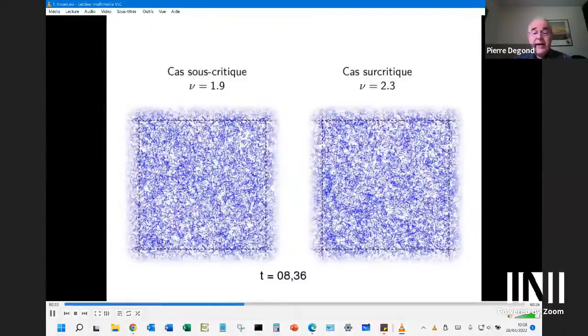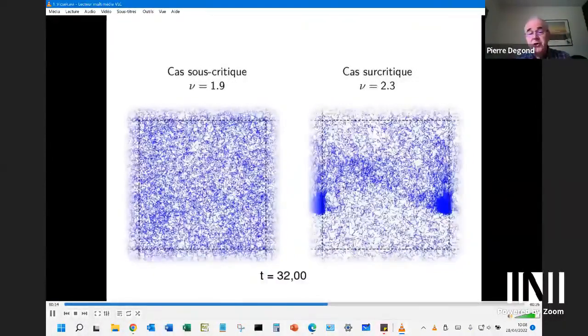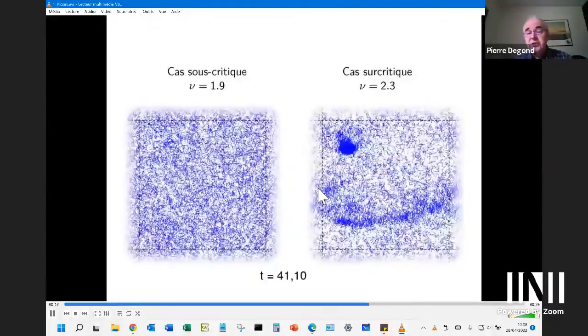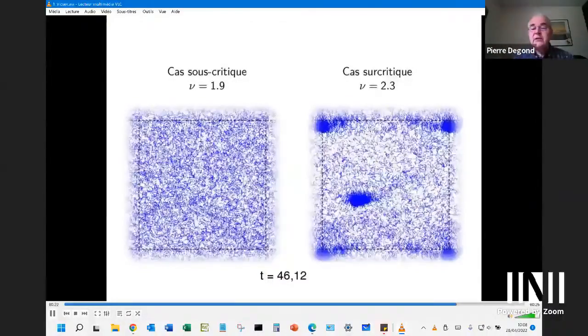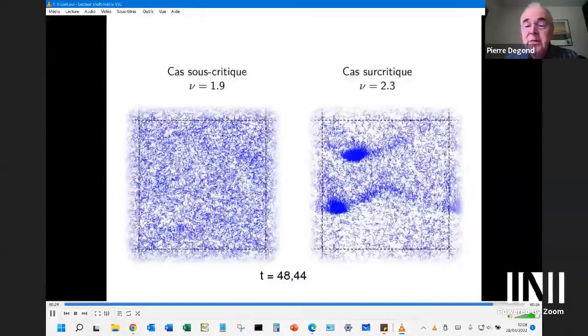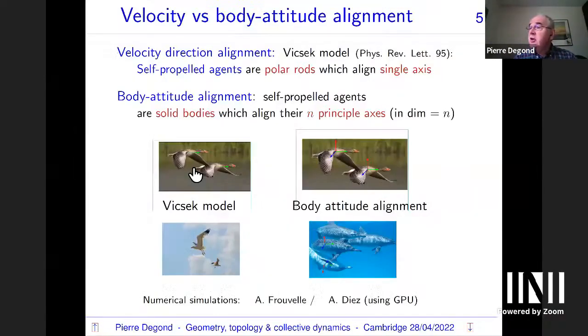So on the left, you have a rather large noise case, and on the right, you have a low noise case. So you see in the low noise case, you have formation of clusters of directed particles, right? So you have a symmetry breaking and particles moving in a single direction. In fact, I should say that the difference in noise intensity between the two examples is very small. So in fact, there is a very abrupt phase transition when you crank up the noise.